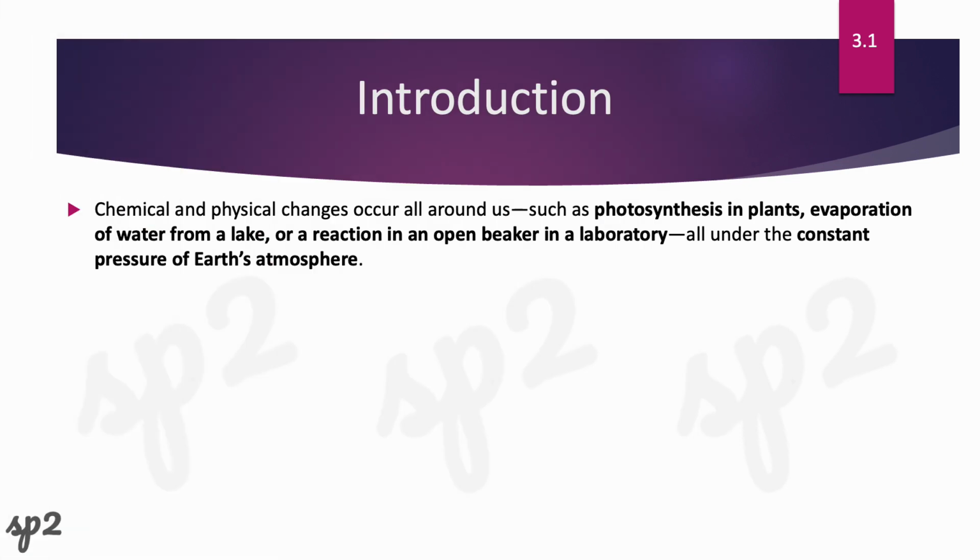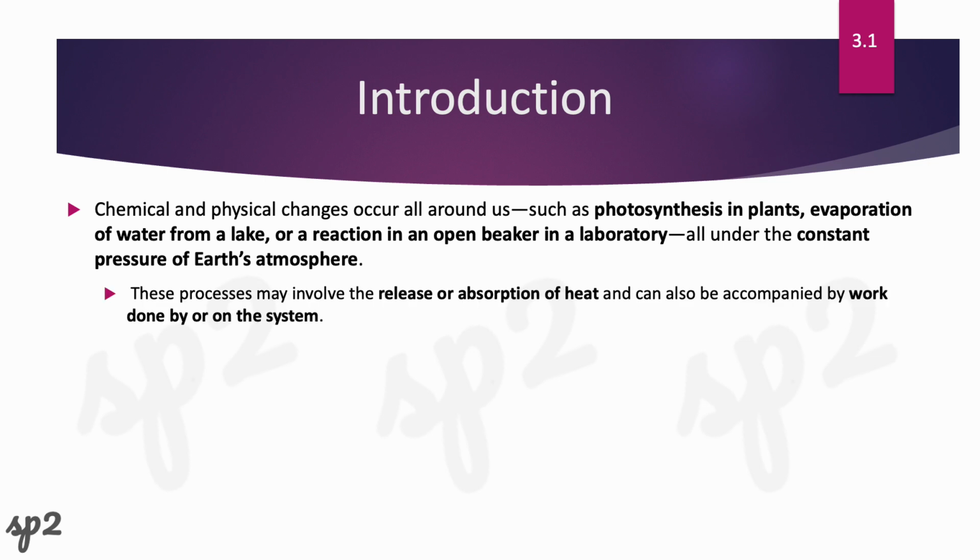Okay, so starting with the introduction, as you guys know, there are so many chemical and physical changes happening around us. These are just a few common examples. We have photosynthesis in plants. We have evaporation of water from the lake. We have a reaction that we are doing in the lab, in our beaker. And all of these reactions are going to happen at the constant pressure of the earth, which is the atmospheric pressure. Now, this process may involve releasing or absorbing heat and can also be accompanied by work done by or on the system, as we talked about in our previous lecture.